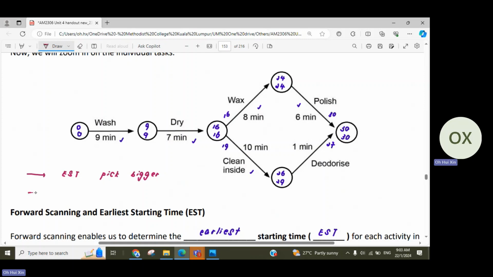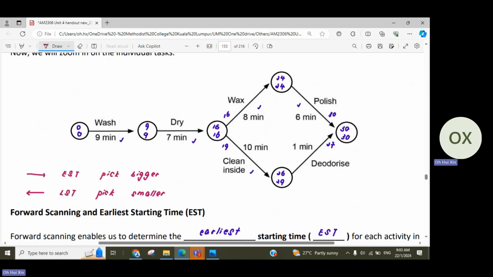But when you are doing the LST, for example, just now, this is the node that has two edges going backward to it. So there are two numbers to check as well, and when you do that, you pick the smaller number. Because if you pick the bigger number, then you wouldn't be able to complete the entire project within your minimum completion time anymore. So there are some tips that you can use. But as I said, try to understand it rather than memorizing it.